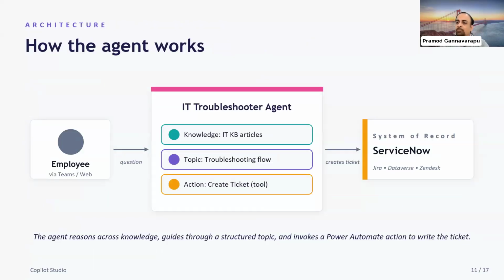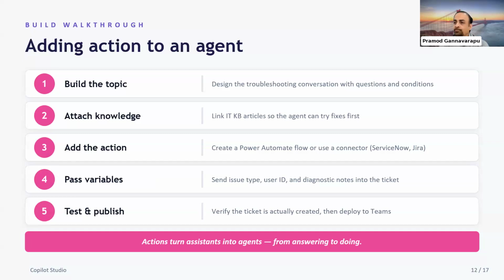So how the agent works: the employee asks a question, and it searches the knowledge base articles and walks through troubleshooting. If it doesn't find it, we have created a custom topic that will trigger the troubleshooting flow and create a ticket. It could be Jira, a service desk, or Zendesk, whichever tool you want to connect. So these are the steps: build a topic, attach the knowledge base, add the action, pass variables, test and publish.